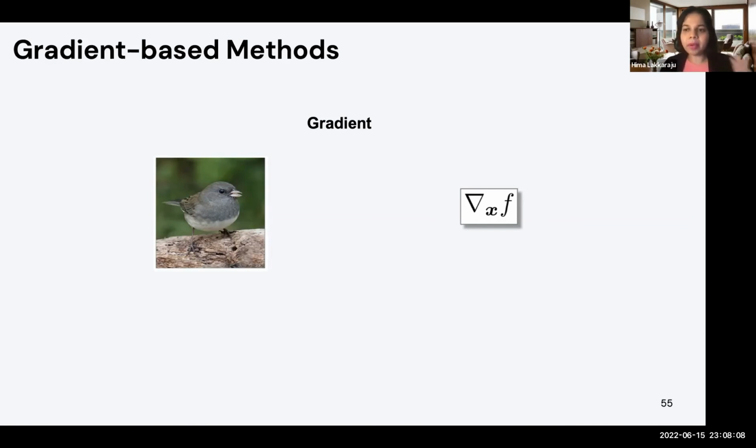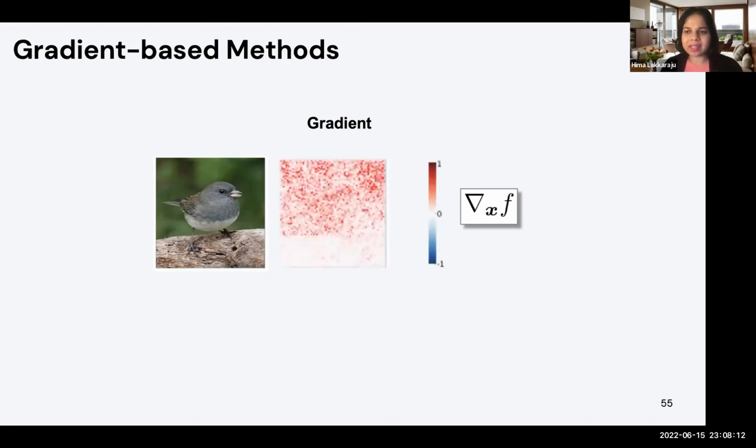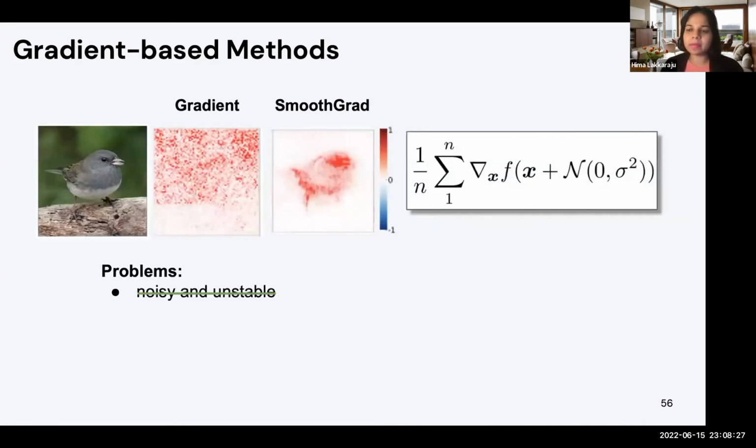Of course, just computing this vanilla gradient can result in some challenges. For example, the resulting gradients are sometimes noisy and unstable, which means even if we make a small change to the image, the gradients that you compute might vary drastically. So in order to address some of these instability problems, newer approaches such as SmoothGrad have been proposed, where the idea is to smooth the gradient by averaging the gradient across a small neighborhood of points, right?